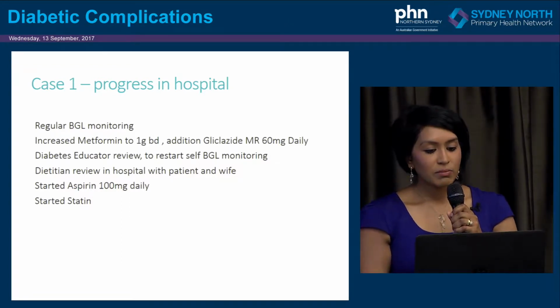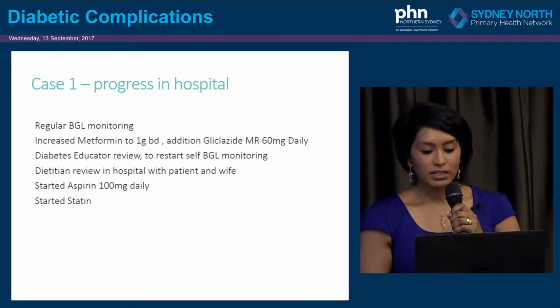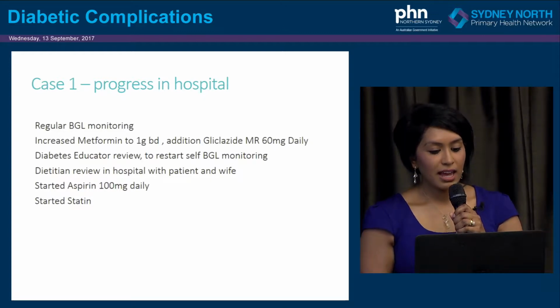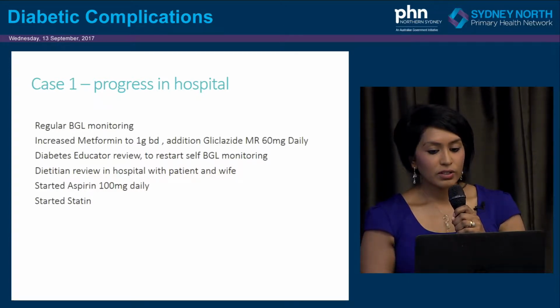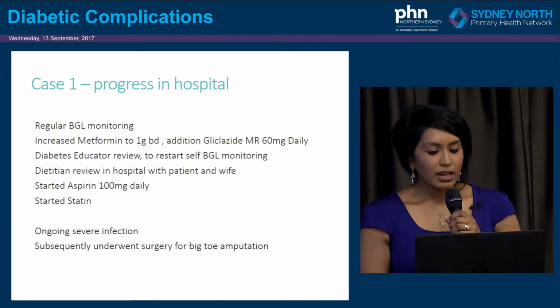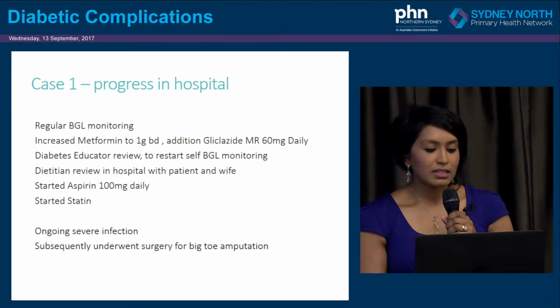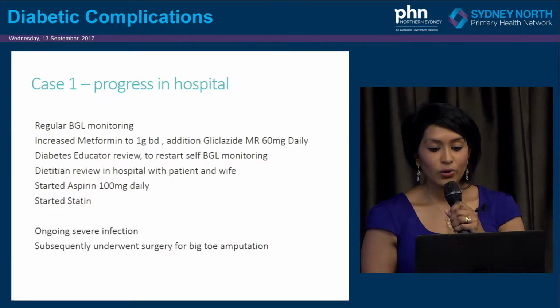And he's seen by a dietitian. His wife is there as well for the dietitian review, and they're planning to make significant changes to their diet. And he's started on aspirin because of the peripheral arterial disease, and a statin at high dose because of the evidence of peripheral arterial disease and his high cardiovascular risk. So his foot wound demonstrates ongoing severe infection, and he subsequently has a big toe amputation.